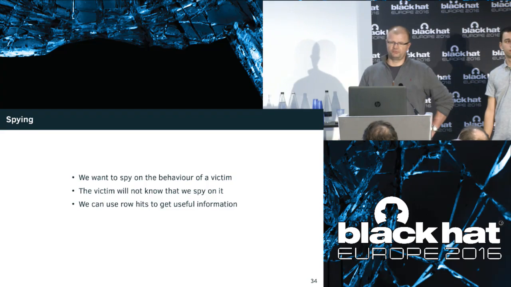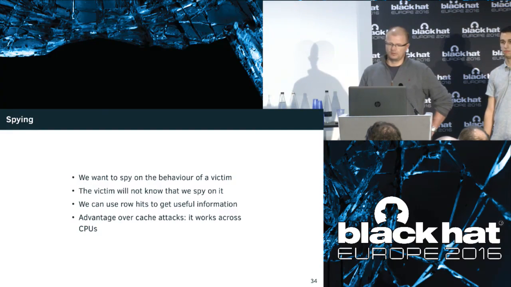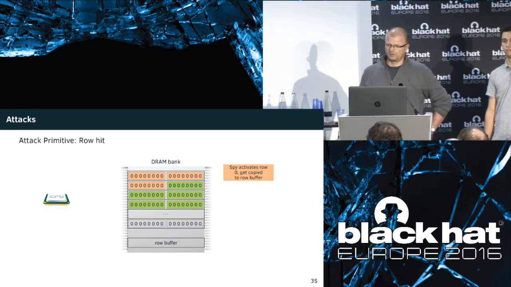We can use row hits to get useful information about this. This is very much like cache attacks. Maybe some of you went to the talk earlier by Clementine Maurice and Moritz Lipp about Armageddon, cache attacks on ARM computers. It works pretty much the same way, but it has an advantage over normal cache attacks on the x86. This is that DRAM is shared between CPUs on multi-CPU systems. So it's really shared across the board, meaning it works across CPUs as well.